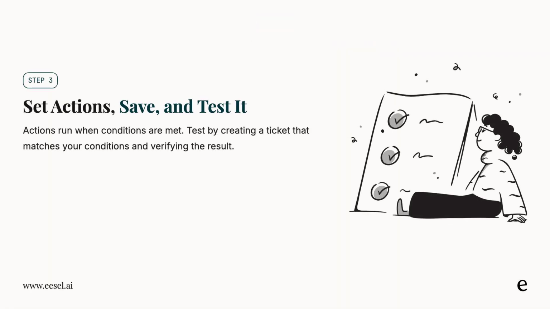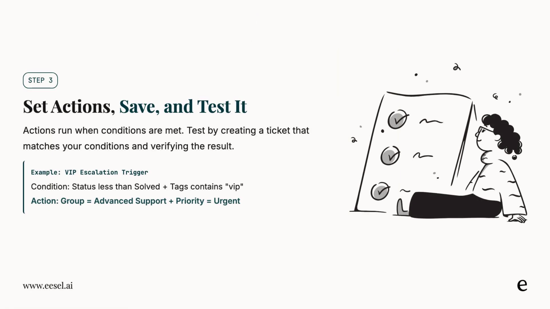Actions define what happens when your conditions are met. Assign a group, set priority, add tags, or send a notification. After saving, test immediately by creating a ticket that matches your conditions and verifying the result fires correctly.